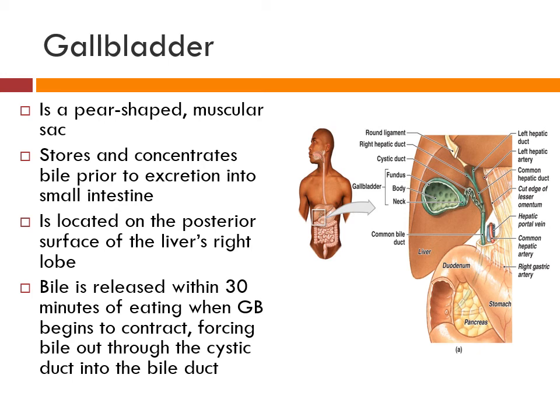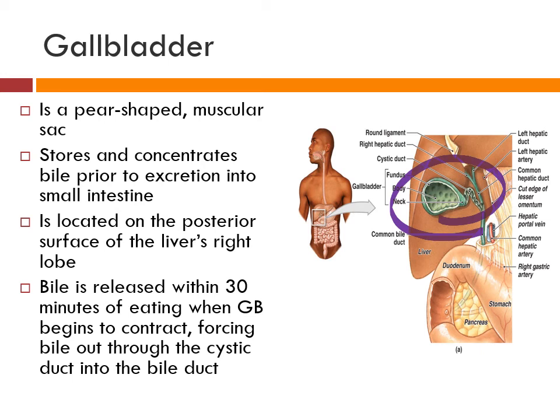The gallbladder is a pear-shaped muscular sac which stores and concentrates our bile. It is located in the posterior surface of the right lobe of the liver, and we can see it here in green. Bile gets released within 30 minutes of eating when the gallbladder is forced to contract through stimulation by cholecystokinin, or CCK, that forces the bile out of the gallbladder through the cystic duct into the common bile duct.